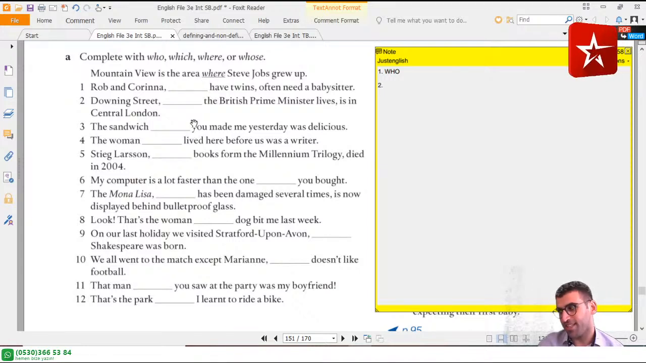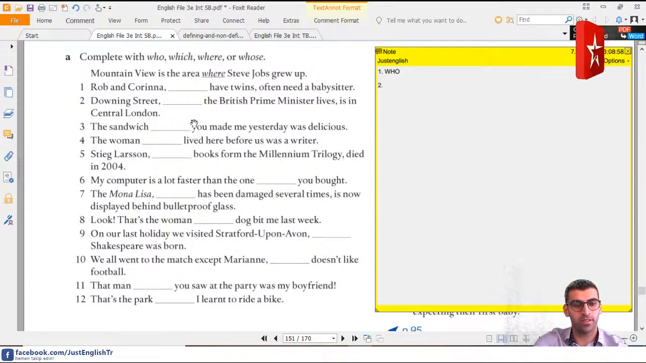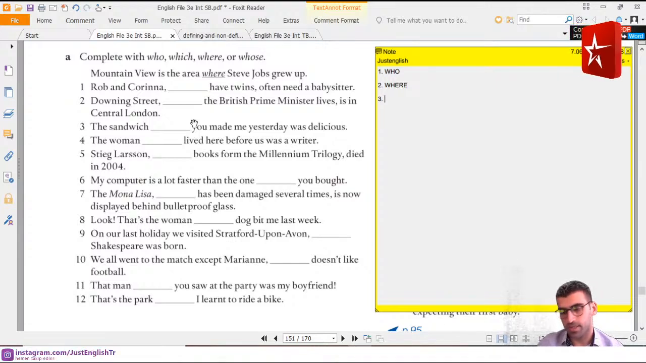Number 2, everybody wrote where. Yes, where is a correct answer. Why? Because Downing Street is a place, an address. So Downing Street, where the British Prime Minister lives, is in the central office. And the clause also gives you a key to find the correct answer.